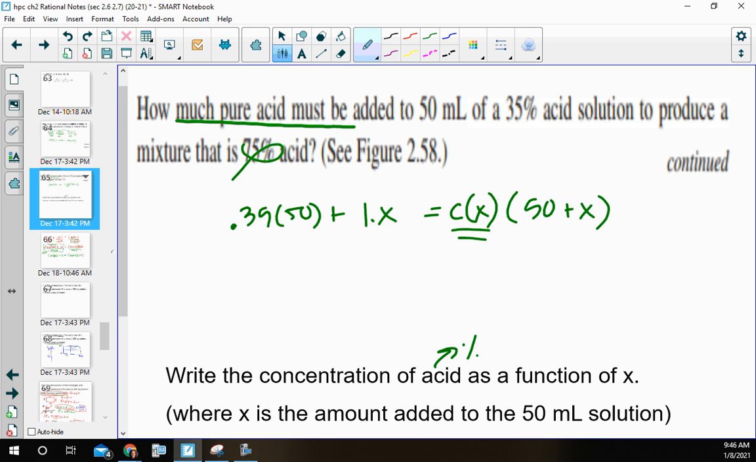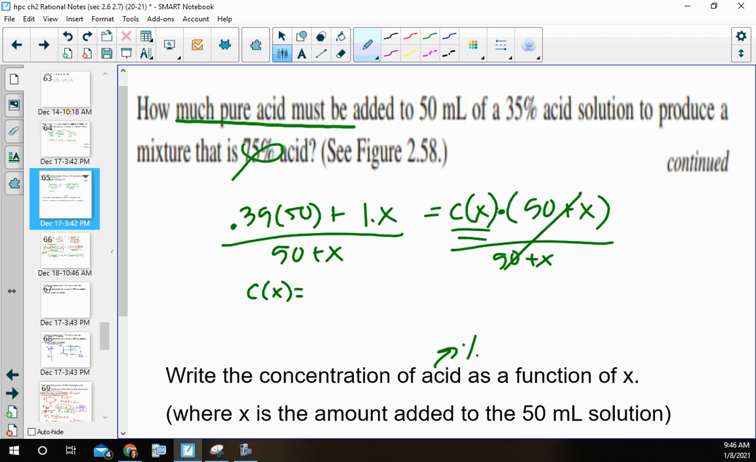So how do I solve for this? Right now it's multiplication, so I'm going to divide to get rid of it. It will cancel over here. Then I get C of X is equal to, if you want to multiply this and simplify that to make it a little better, you could, 0.35 times 50 or whatever that number is, all over 50 plus X.